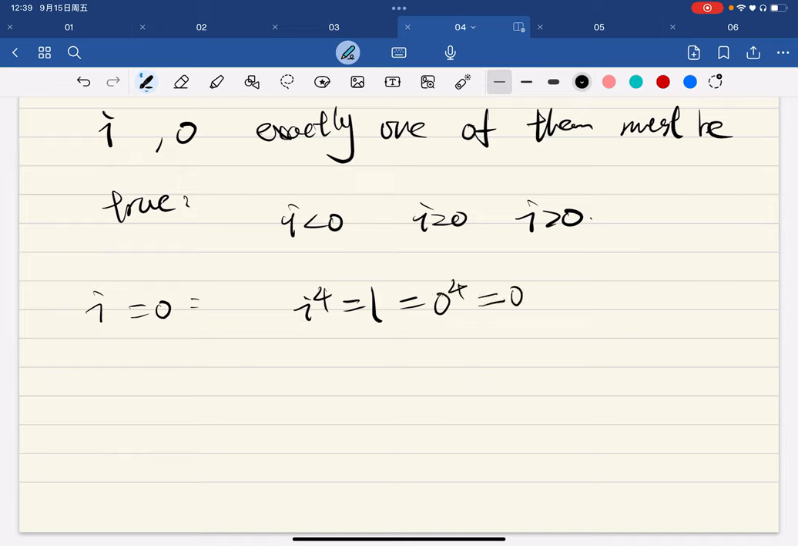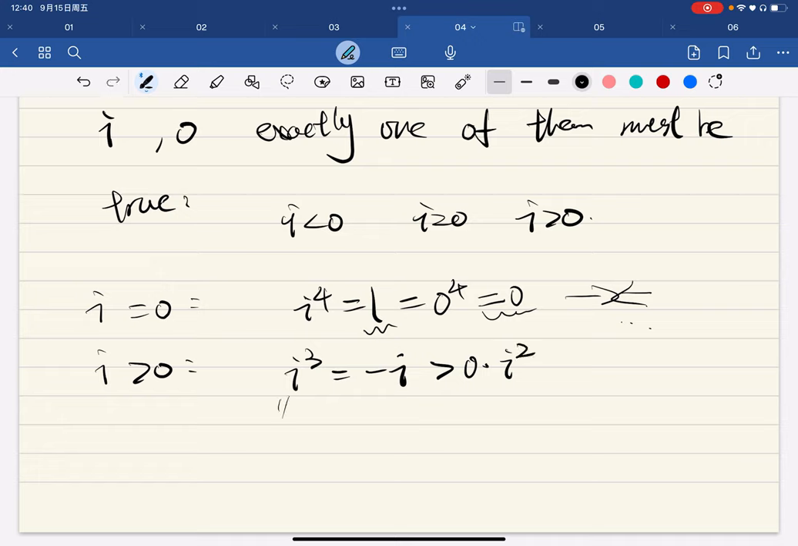So we're getting 1 is equal to 0. Contradiction. Where it is greater than 0, then Q is negative, right? It is greater than 0 times i squared. This one times i squared and 0 times i squared. Because i squared is negative, and if we multiply, the order is preserved, right?